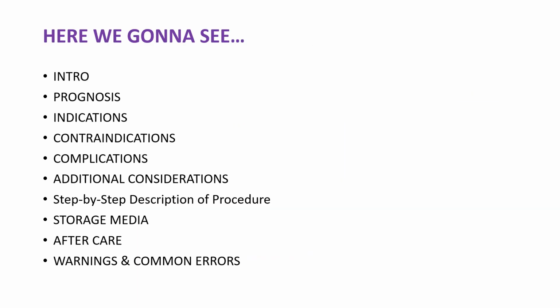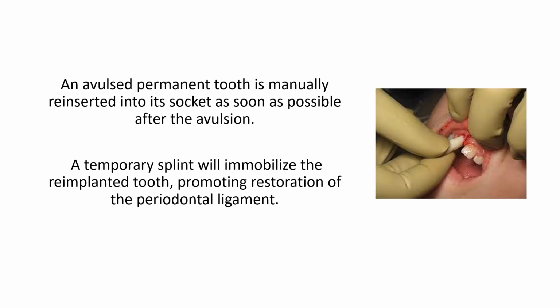Here we are going to see intro, prognosis, indications, contraindications, complications, additional considerations, step-by-step description of procedure, storage media, aftercare, warnings and common errors. An avulsed permanent tooth is manually reinserted into its socket as soon as possible after the avulsion. A temporary splint will immobilize the reimplanted tooth, promoting restoration of the periodontal ligament.